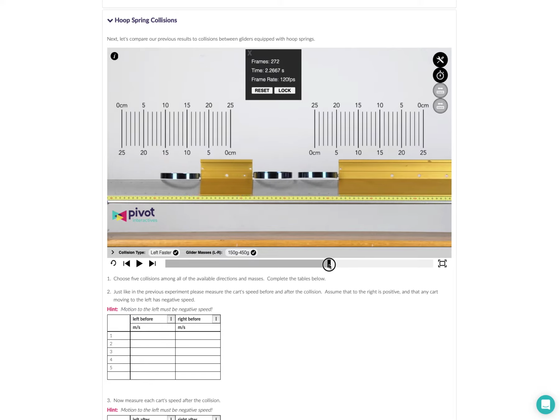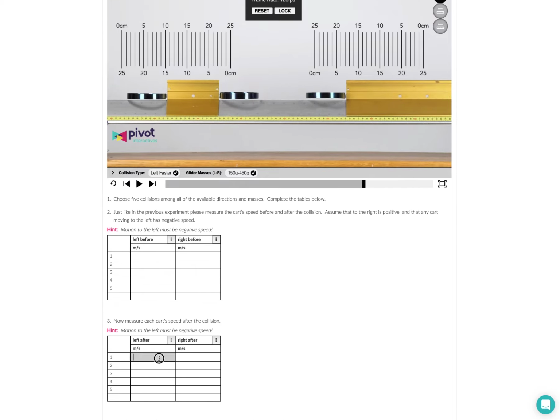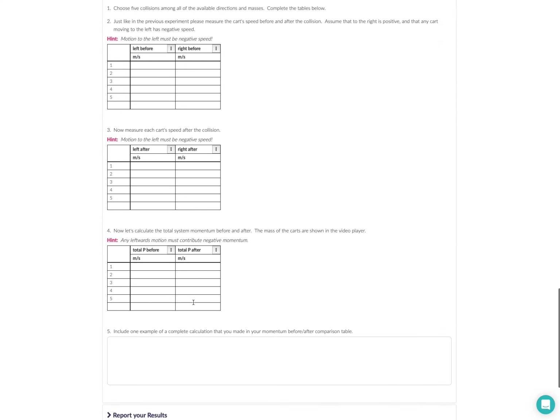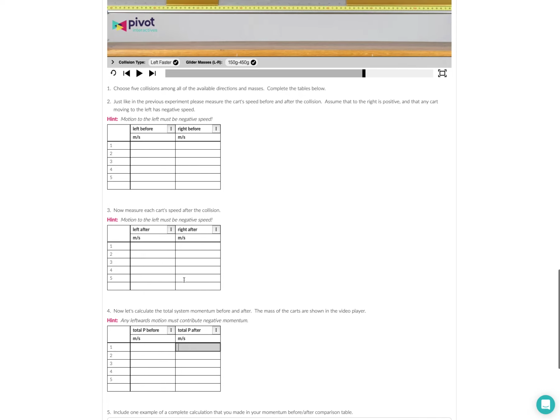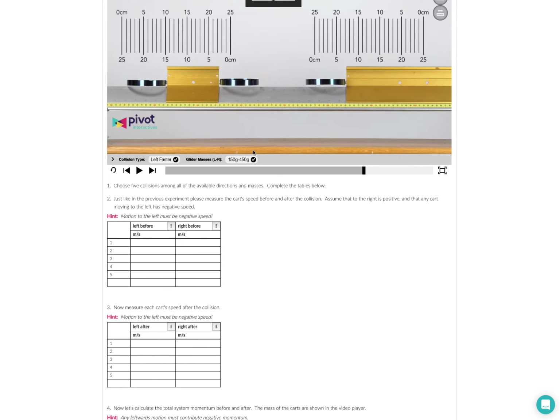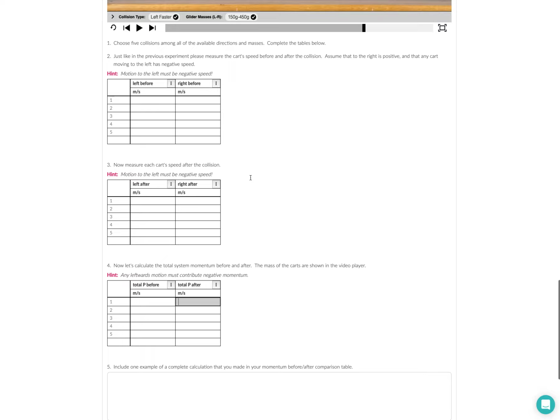right before they collide, and then you write down the velocity for the left guy here, the velocity for the right guy here, and then you do the same right after they collide. The velocity for the left guy goes down in the middle, the velocity for the right guy goes down in the middle, and then you calculate mass times velocity for the whole system before and after. Again, the masses are labeled here in the video player.